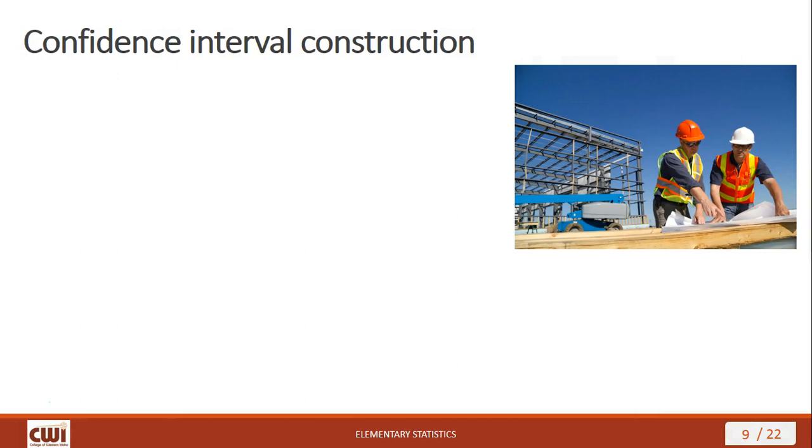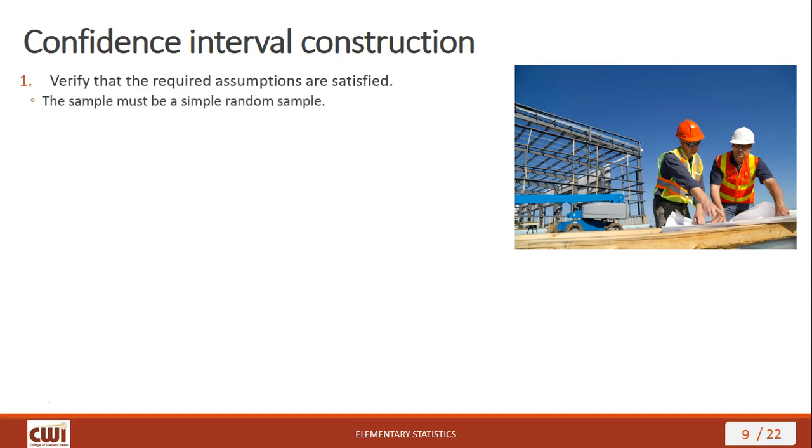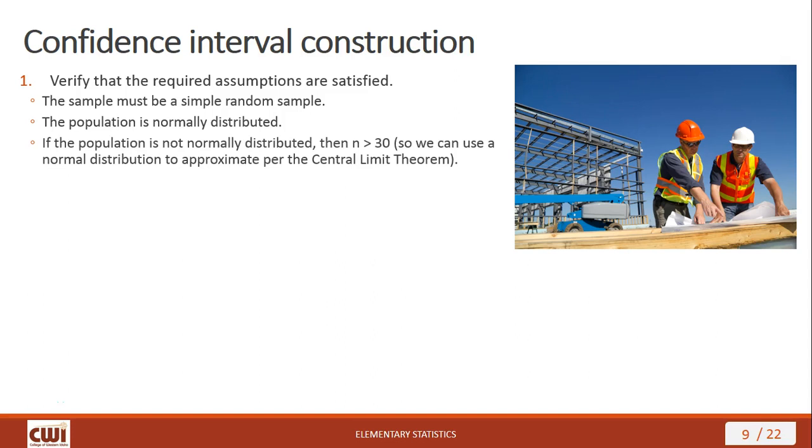Let's go through the process of how to construct confidence intervals for the mean. It's very similar to the one we already went through for proportions in the previous lecture. First, verify that the required assumptions are satisfied. So the sample must be a simple random sample. The population must be normally distributed. And if the population is not normally distributed, then we have to have a sample size greater than 30, so we can use central limit theorem to come in and say, yes, we can use a normal distribution to approximate.